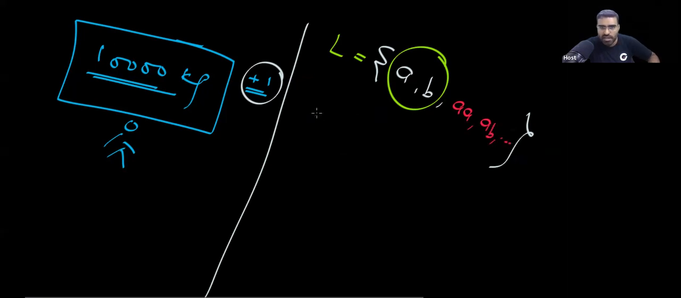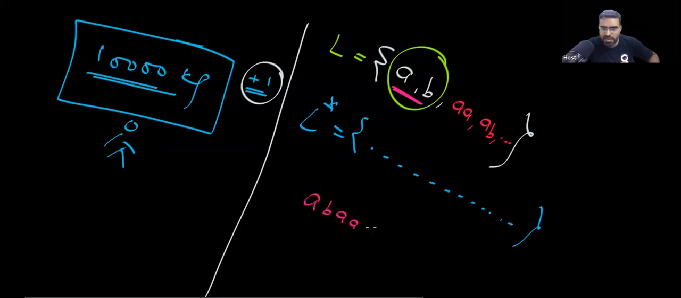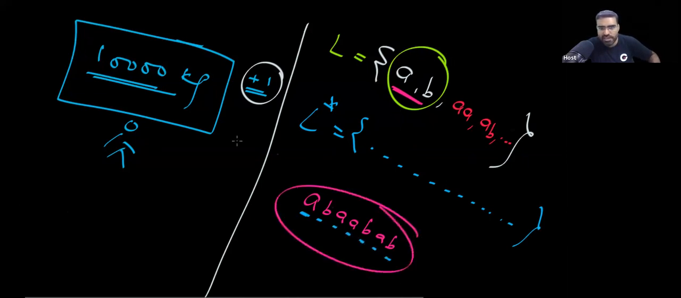Now, the point is, in L star, you will get every string. Every string, because this a, b are so powerful, they can create every string. You take any string, for example, abbabab. Now you can notice this string also, this a, b can create. This is a, this is b, this is a, this is a, this is b. So you can notice, these two are very powerful, they can create any string.